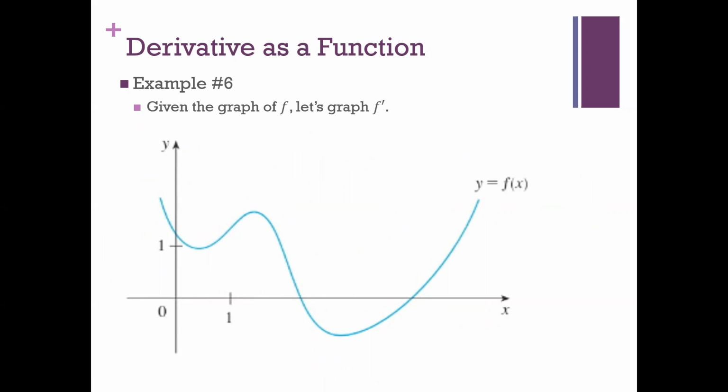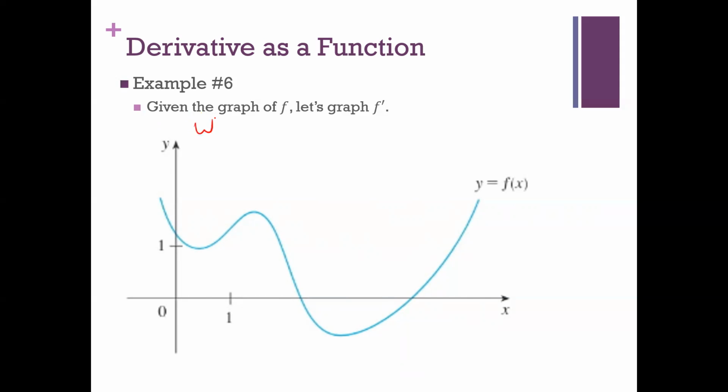So any ideas how I can start chipping away at this? What can I look for? Isabel? The two, sorry, what was the first thing you said? Okay, so you're looking for where there's going to be horizontal tangents. So that's a good place to start.